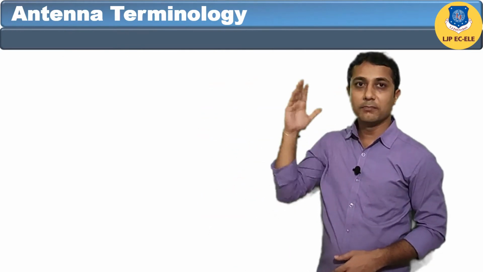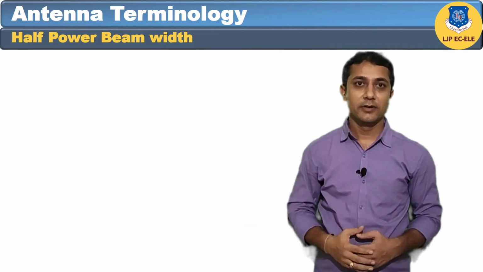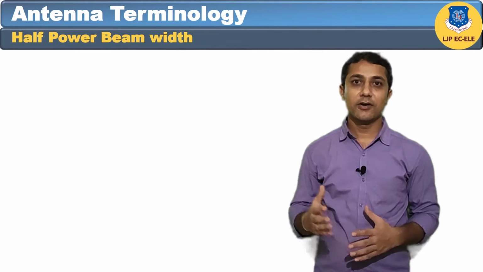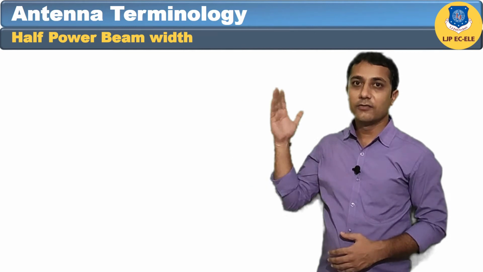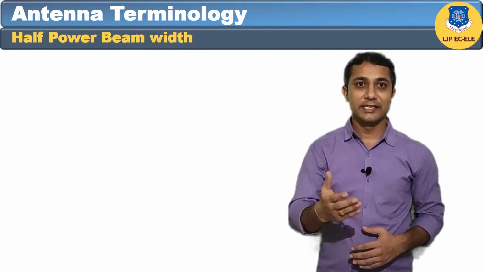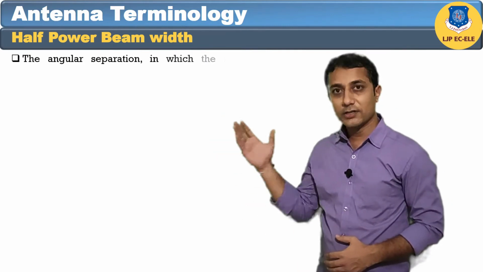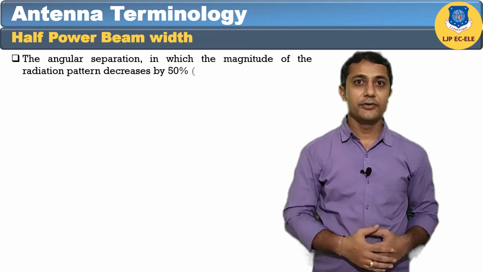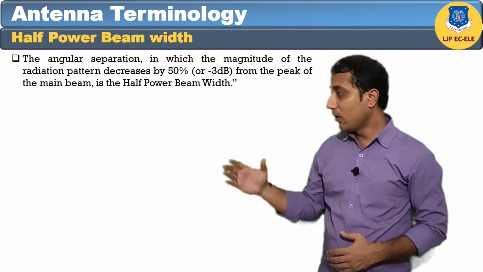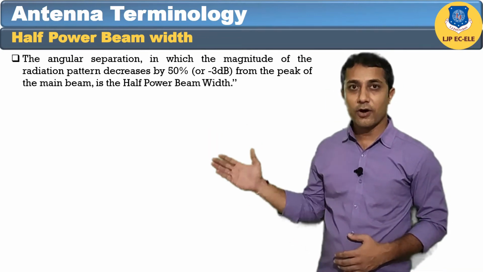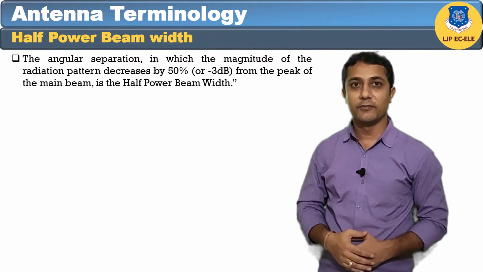Now, half power beam width. As the name says, it is the half power of the beam width. The antenna beam width is a measure of directivity of an antenna. Beam width is the aperture angle from where most of the power is radiated. According to the standard definition, the angular separation in which the magnitude of the radiation pattern decreases by 50%, or minus 3 dB, from the peak of the main lobe or main beam is the half power beam width.